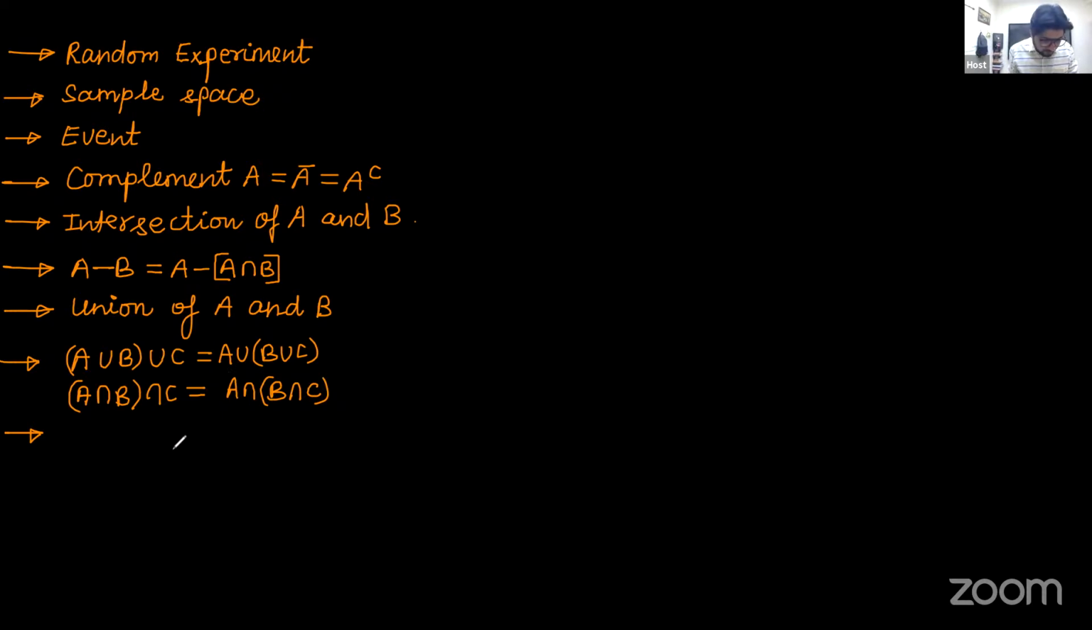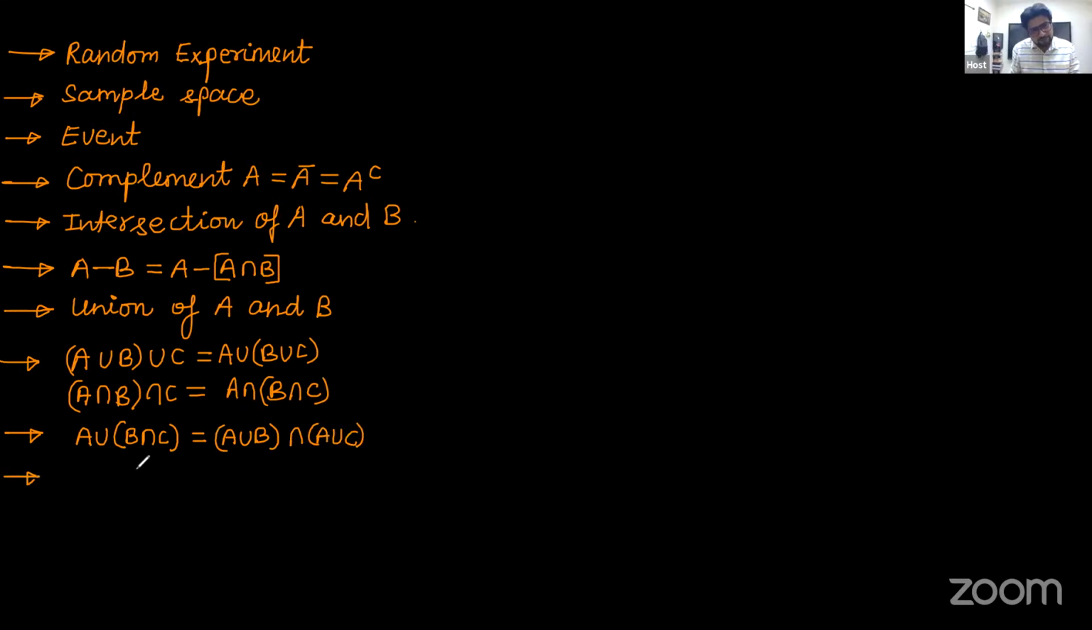So what is distributive law? Distributive law of union and intersection. A union of B intersection C will be equal to what? A union B intersection A union C. There is one more.